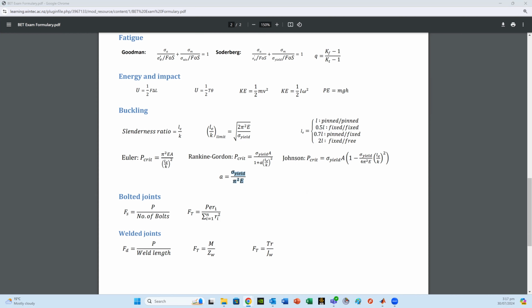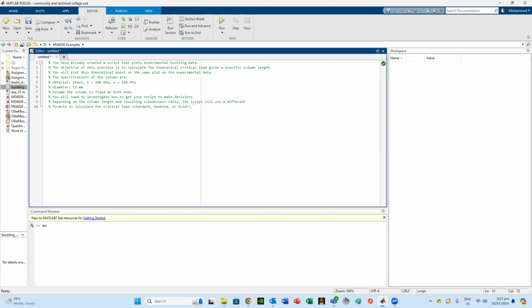Okay, we go back to the MATLAB script. First of all, I need to, again, clc, clear, and then close all. That's to make sure, like, if I had the previous script, it will not impact my current script. Now we call it experimental buckling data.